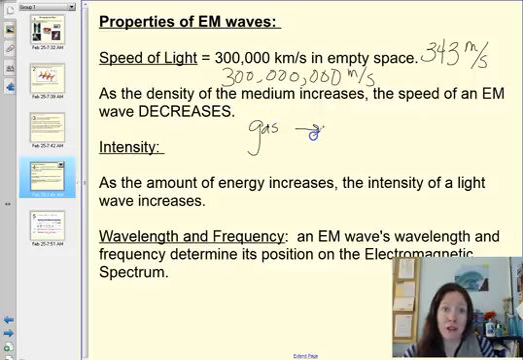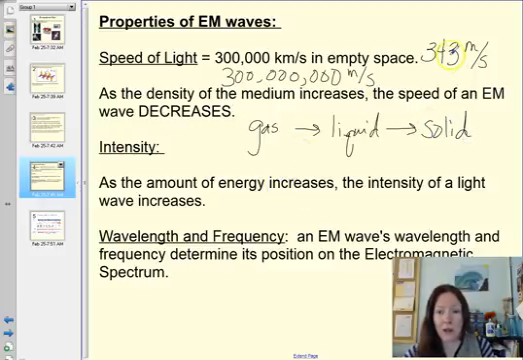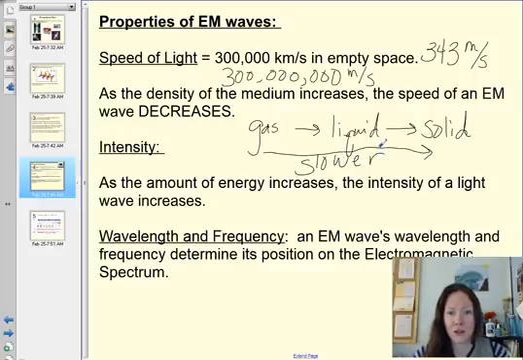Then as it moves to a liquid, it actually travels quite a bit slower, and a solid even slower. Now, of course, it's still traveling very, very fast, way faster than sound, but it's actually getting slower as you move to a denser medium, which is kind of crazy. You always just think the speed of light's the speed of light, but it does change, just like the speed of sound changes through different mediums.